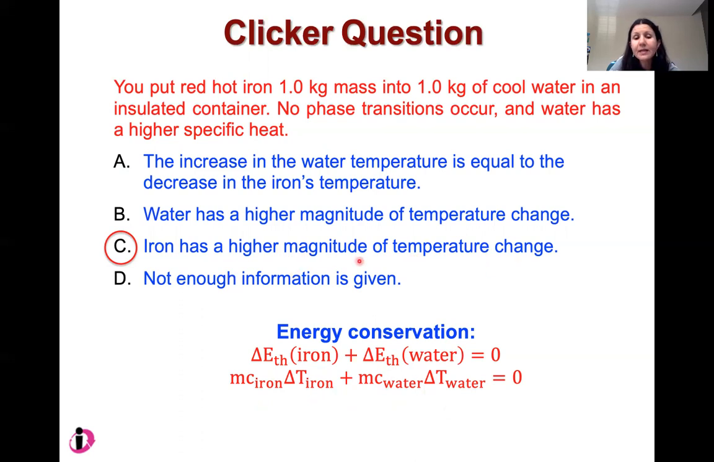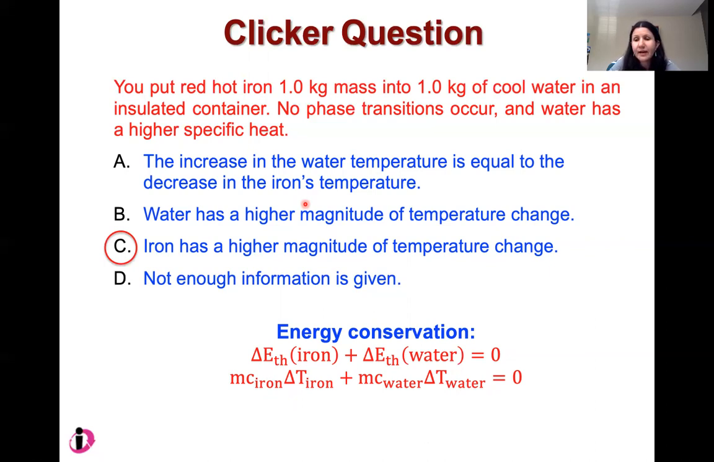And again, we're talking about magnitude, so we don't need to worry about whether that delta T is positive or negative. It's just how much did it change relative to each other. So the iron has a greater change than the water. The iron will get closer to the water's temperature versus the other way around. So for example, if you have your hot iron at 50 degrees Celsius and cool water at 10 degrees Celsius, you might think, they have the same amount, they should meet in the middle.